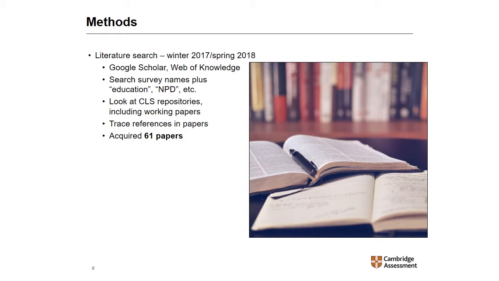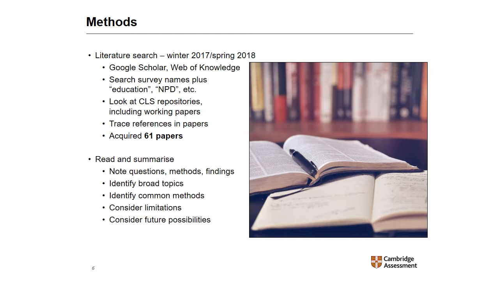This was carried out in winter 2017, spring 2018. It was carried out using Google Scholar and Web of Knowledge. And in these search engines, I searched for the survey names, plus words like education or NPD to try and refine the results to just studies relevant to the field of education. I also looked at the Centre for Longitudinal Studies website because they've got a list of publications and repositories of working papers. That's because they are the main player in this. When I was reading the papers, I also traced any references that I hadn't found using the search. So in total, I managed to acquire 61 papers.